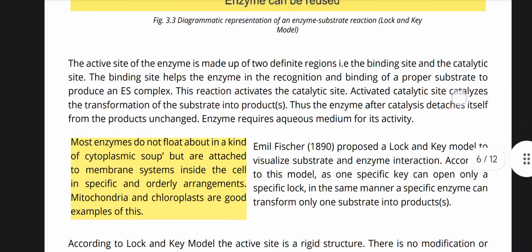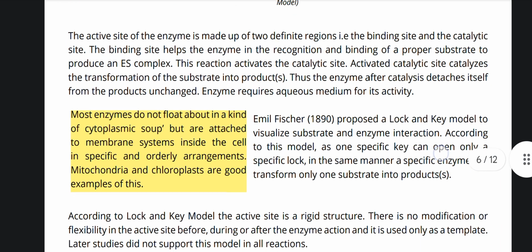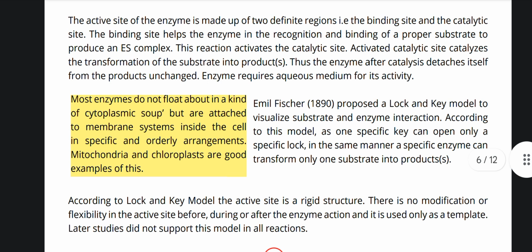The active site of the enzyme is made up of two definite regions, the binding site and the catalytic site. The binding site helps the enzyme in recognition and binding of a proper substrate to produce an ES complex. This reaction activates the catalytic site. Activated catalytic site catalyzes the transformation of the substrate into products. Thus, the enzyme, after catalysis, detaches itself from the products unchanged. Enzyme requires aqueous medium for its activity.